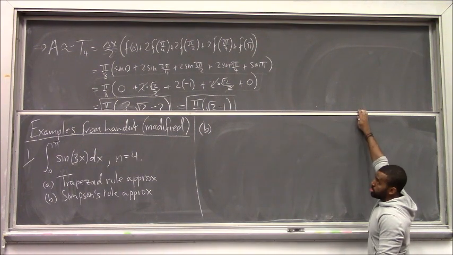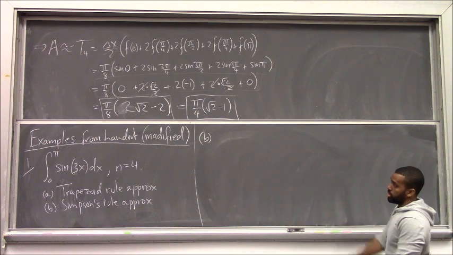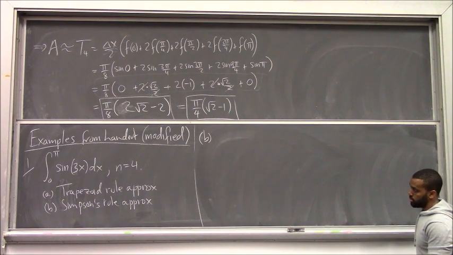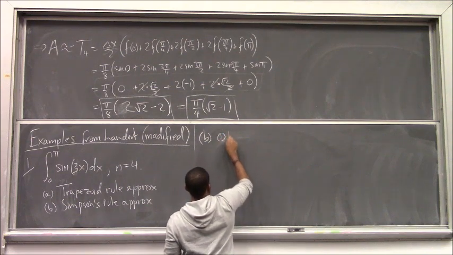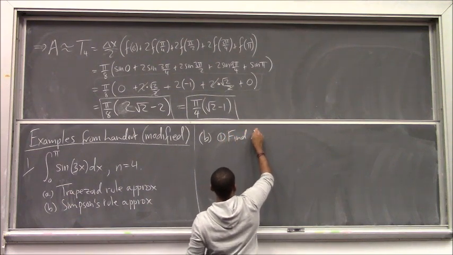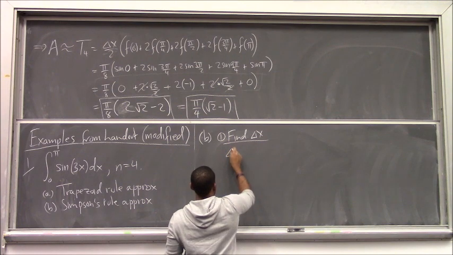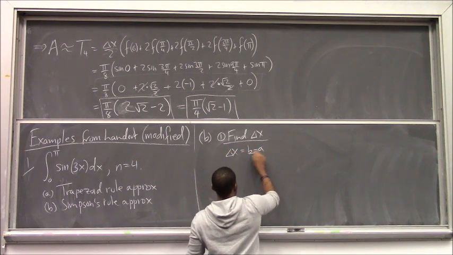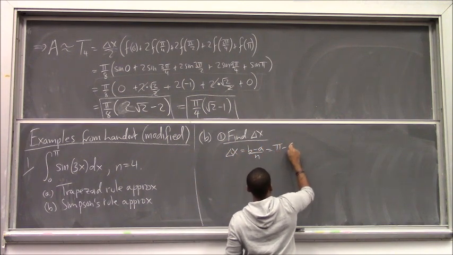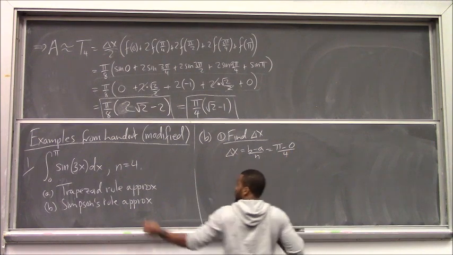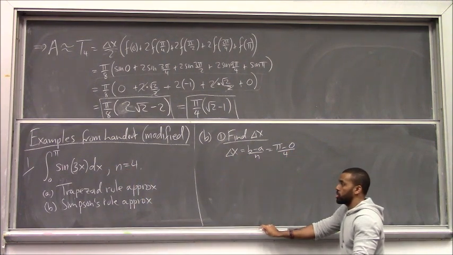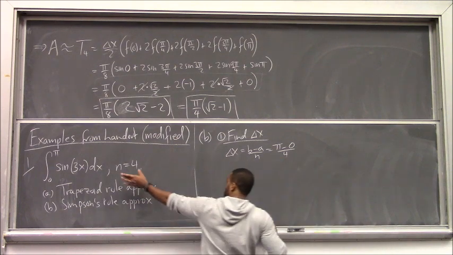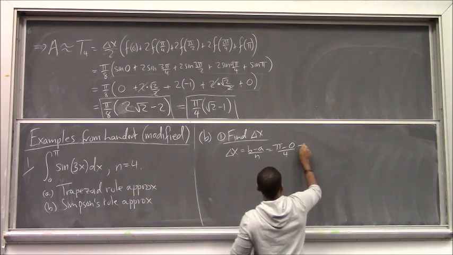What would Simpson's Rule say the area is with 4 subintervals? Well, again, first thing you want to do is find your delta x. This is b minus a over n, pi minus 0 over 4. That will always be given. We'll tell you to use 4 subintervals or n equals 4 or something. That will be indicated.